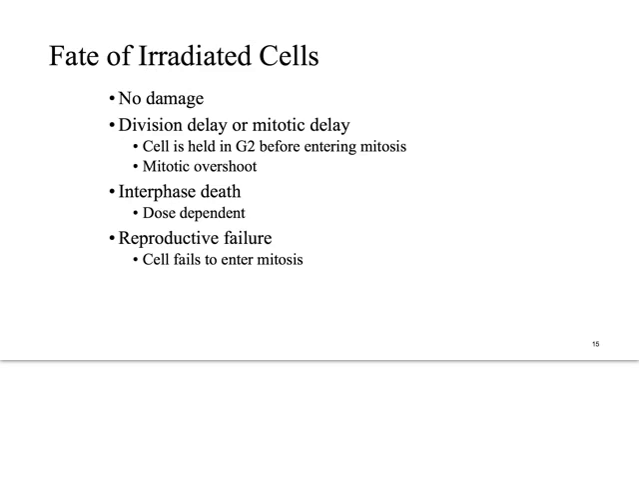It could have interphase death. So we've talked about how G1 and the S phases are fairly radiosensitive. If the cell's hit with enough radiation during those phases of interphase, it could just die during interphase without it going into any kind of reproduction process. Or we could have reproductive failure, right? And this is a cell that fails to enter into mitosis. It just continues to chug along with what it does. It never reproduces itself.